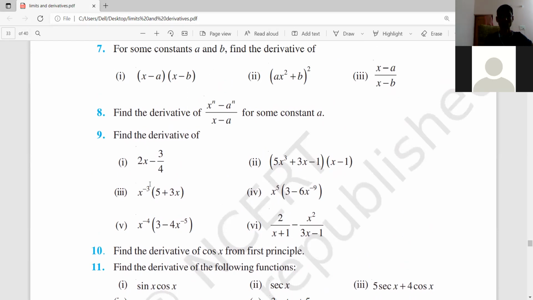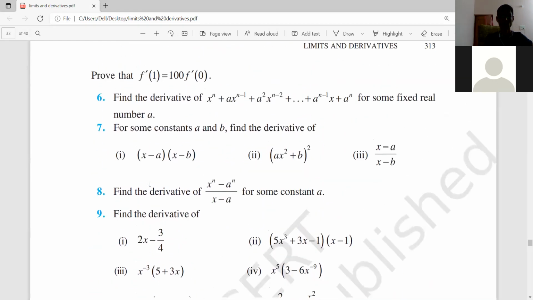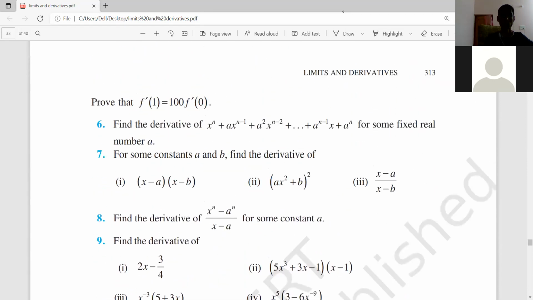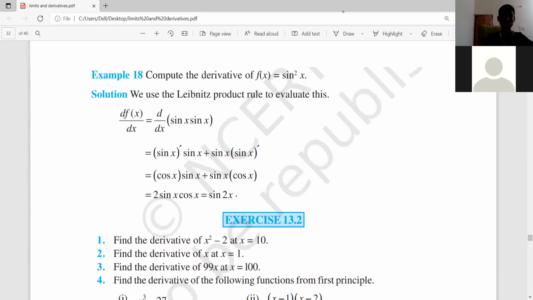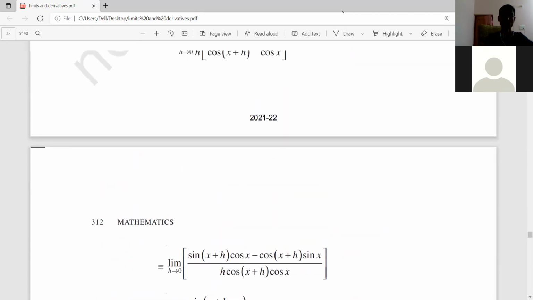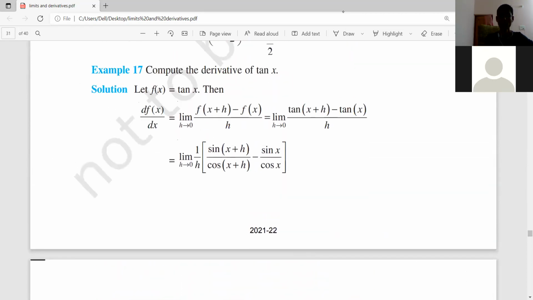So I'll do all the examples for next class. And can we discuss the exercise, or should I do the exercise as well? No, you can do the exercise also, but first do the examples. If you do the examples, then you'll get a lot of clarity here. Okay? Yes, sir. I'll do the examples.